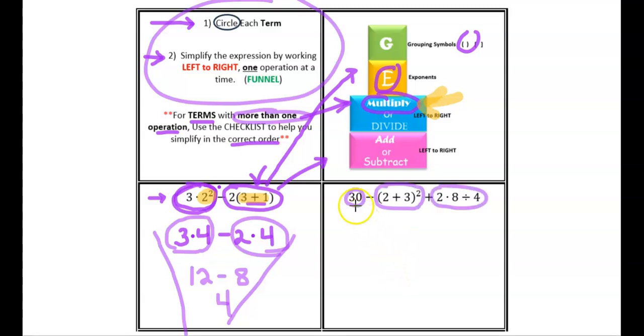All right, so this first term, 30 right here, stands alone. It's in its simplest form. Then we have the minus sign, and inside the parentheses we have 2 plus 3 and then the exponent. Since the plus is inside those parentheses, that is considered a term. So we circle the whole thing because it's lumped together. So quantity 2 plus 3 squared is its own term. And then we have a plus sign followed by 2 times 8 divided by 4. 2 times 8 divided by 4 is its own term. So this is 3 terms. That's all it is, 3 terms.